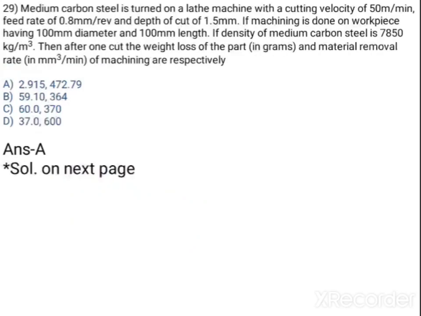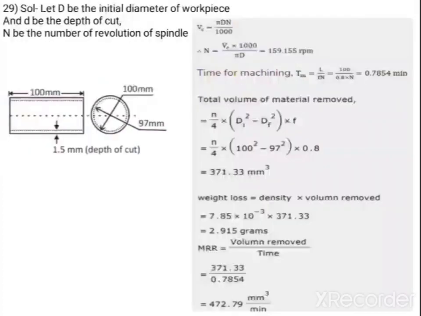Next question. Question number 29. Medium carbide steel is turned on the lathe machine with a cutting velocity of 50 meters per minute. Feed rate is 0.8 per revolution and depth of cut is 1.5. If machining is done on a workpiece having 100 diameter and 100 length, and the density of the medium carbide steel is 7850 kg per meter cube, then the weight loss per part in grams after one cut and the material removal rate in mm³ per minute of machining are respectively? So let's discuss the solution.